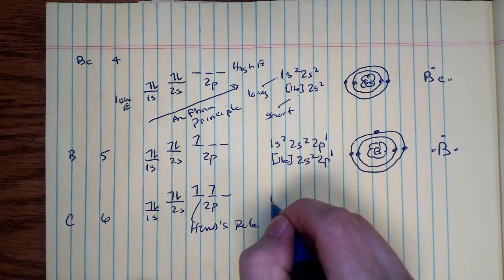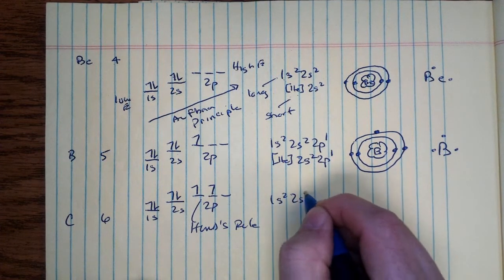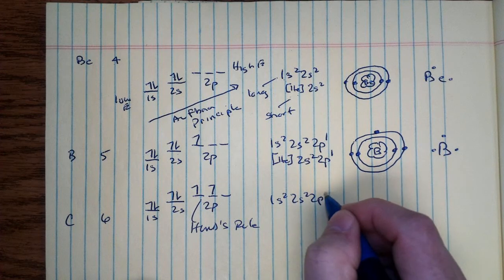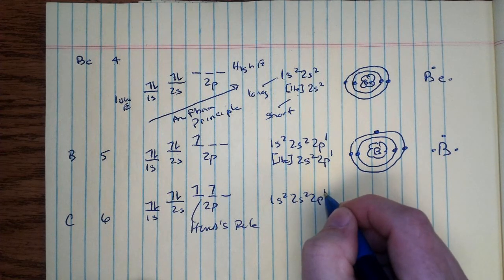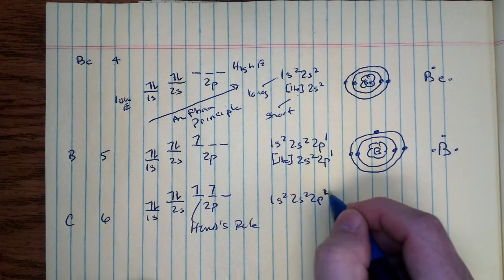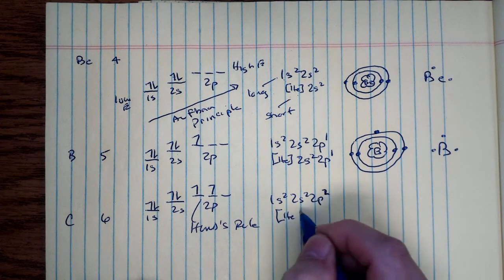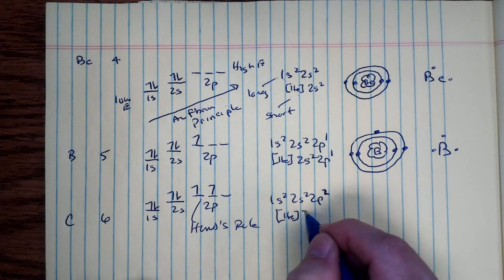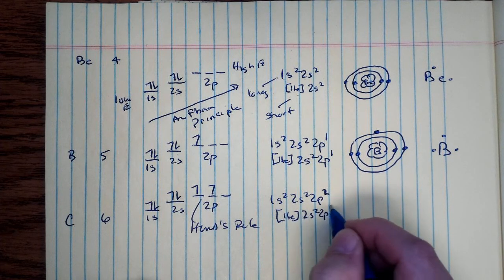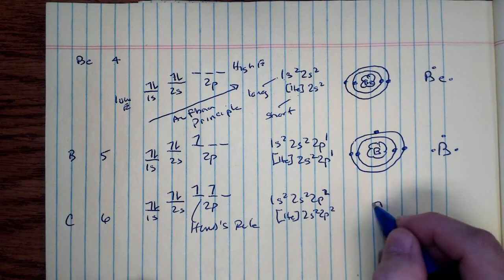Okay, so we got 1s2, 2s2, 2p2. Okay, so again, the short way, we have the kernel of helium, and then 2s2 and 2p2. We're going to put carbon here.